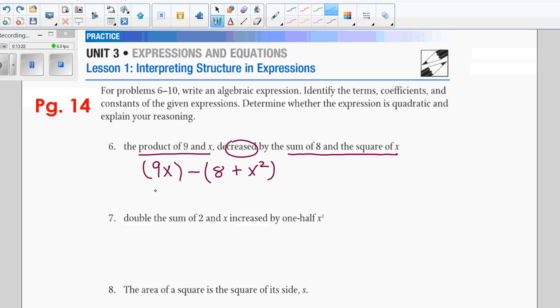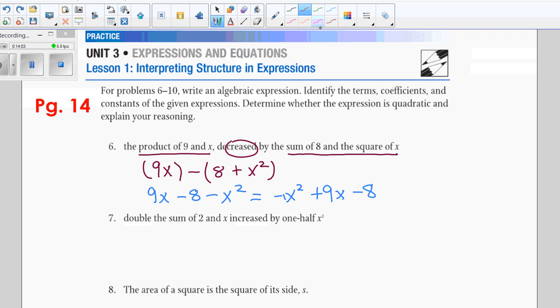So when I simplify this, I get 9x. Remember, this minus sign makes the 8 negative, and it makes the x squared negative. So I get a -8 minus x squared. So positive turns to negative, positive turns to negative. If I rewrite this in descending order, it's -x squared plus 9x and minus 8. So if I wanted to go through, I could say my terms are -x squared, comma, 9x, comma, -8. My coefficients are -1, +9, and my constant is -8. And this is a quadratic expression because of this ax squared.